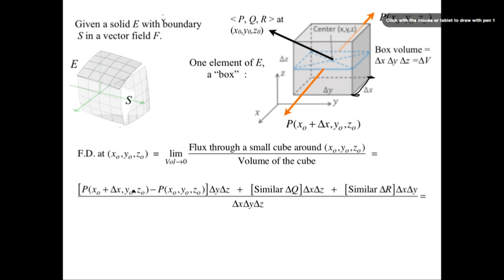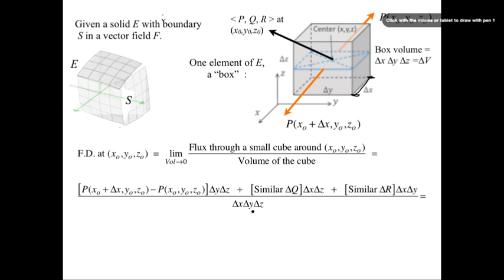So what do we say? Flux is F times A. So in the x direction, what would the area be? The area would be delta y times delta z, right? So it would be the P component, so the x component of F, times area. And we'll do the same thing for the other two directions. So right now I'll just focus on the one. The other two are exactly the same. Change in Q times delta x delta z, change in R times delta x delta y. And that whole thing over the volume of the cube, which you know is delta x delta y delta z.